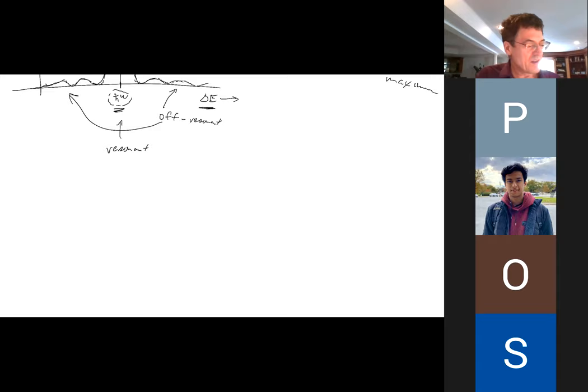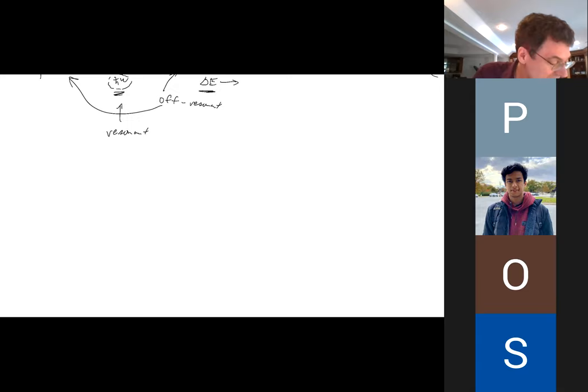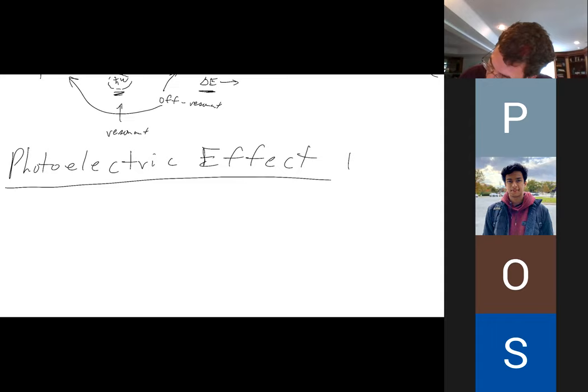Okay, so now let's take these ideas a little bit further, and let's ask ourselves what happens if we have this situation. Let's talk about the photoelectric effect. The photoelectric effect is the situation where H bar omega is greater than the bound state energy. This equation might look funny, but I'll show you exactly what I mean. This is the situation for the photoelectric effect.